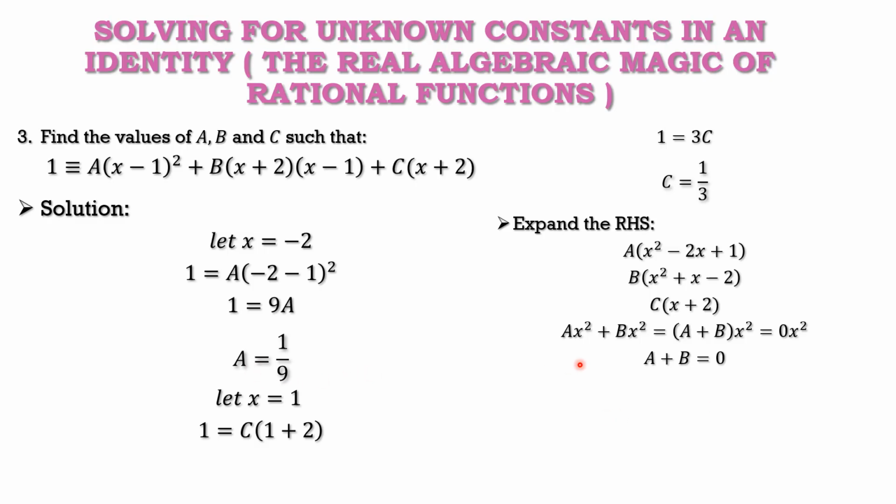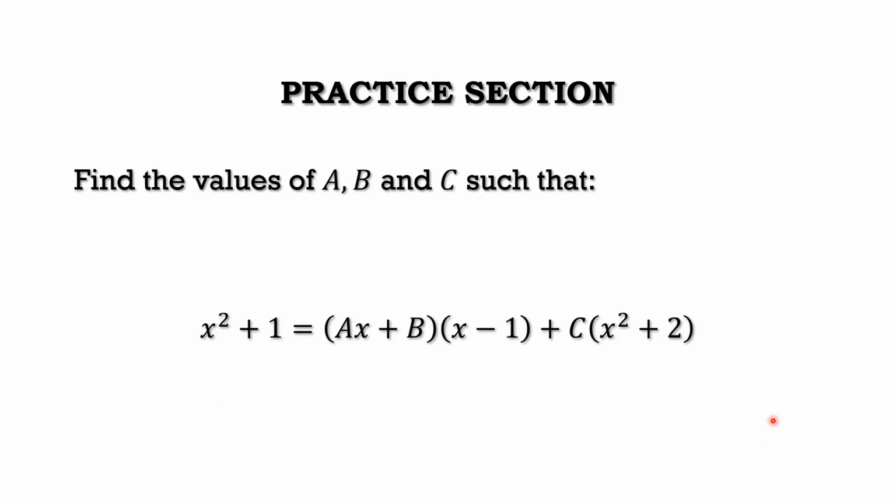What is the value of a? Put the value of a here, make b the subject, and b will be minus a. So b will be minus 1 over 9. So that brings us to the end of the lesson on identity concerning algebra.